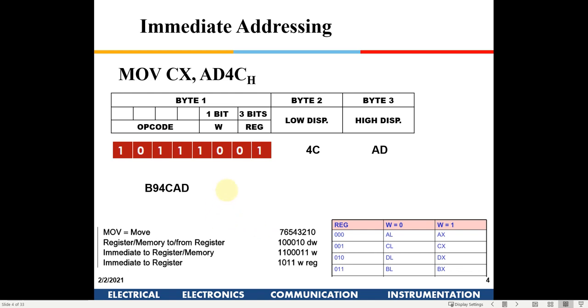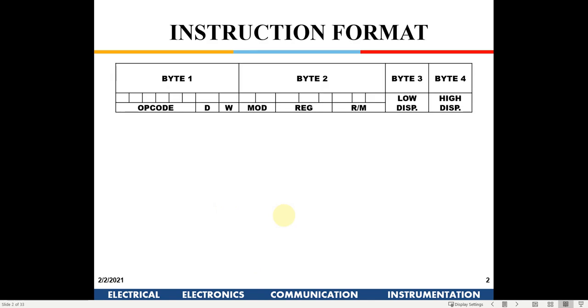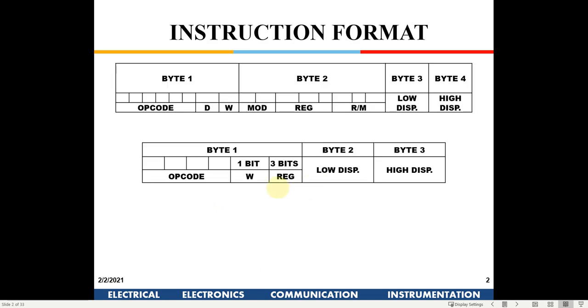Sir, isn't the register supposed to be in byte 2? No, if you see, there are two different formats. Let me go back. This is also a valid format. For certain instructions, for immediate kind instructions, within byte 1 the register is available here. So this is also a valid format.